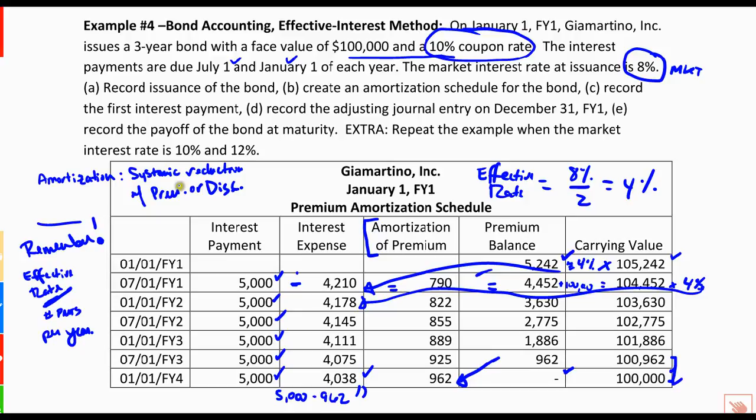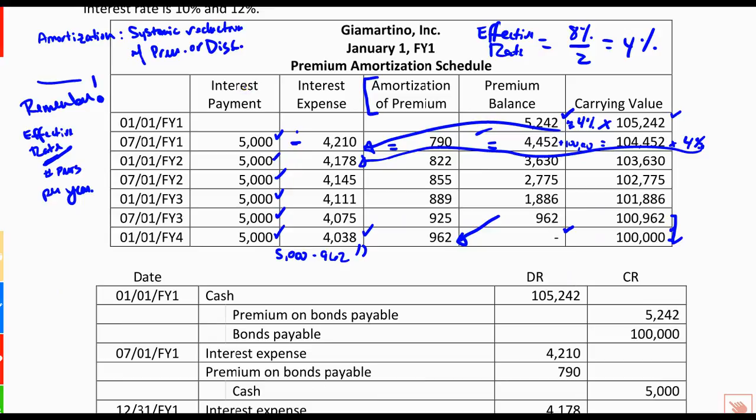Take a quick look at these journal entries. The schedule lines up all the journal entries. So the first row, here's your issuance. You have bonds payable holding the face value. Don't forget me. Here's your premium of 5242. Here's your proceeds of 105,242. 7-1, interest expense, 4210. Amortization of premium, 790, but we don't call it amortization of premium. It's just a reduction to the premium account. You recognize 5242 on day one. Now you're reducing it by 790. And here's your cash payment on July 1.